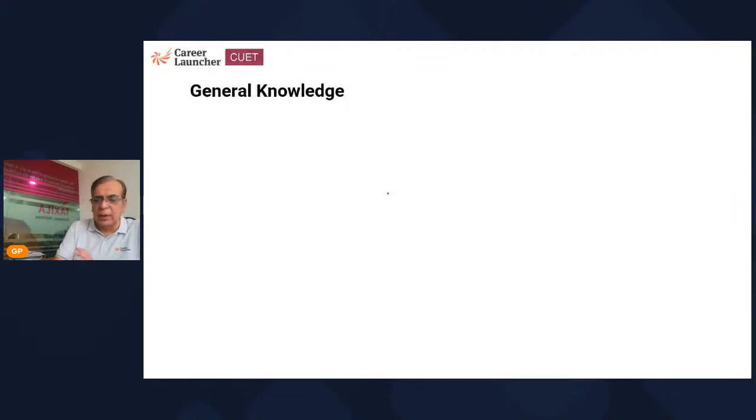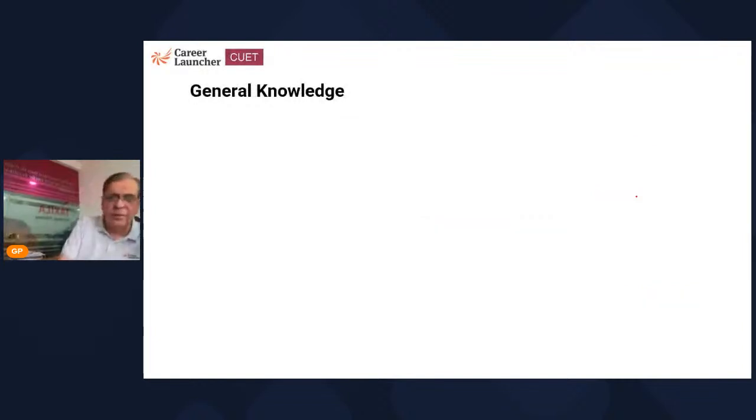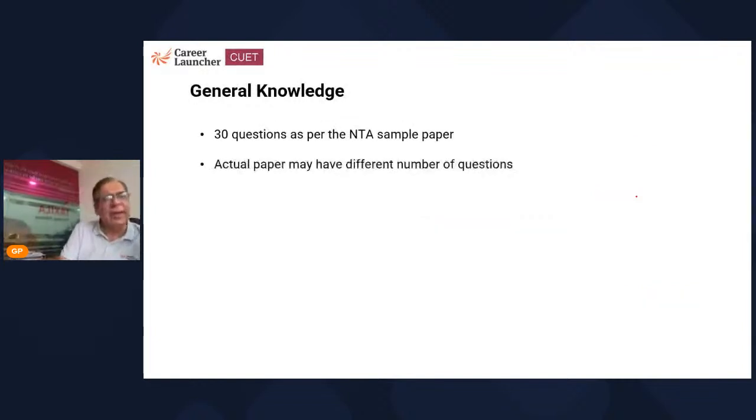Okay, so general knowledge. So मेरे लिए ये पेपर जो है, when I'm looking at this paper, I'm just breaking the paper into two parts. One is the general knowledge, okay, and the second is the reasoning. And let's see how do we attempt the paper, given that we have to attempt 60 out of 75. So to me it is very critical which 15 to leave. Okay, general knowledge. पहली चीज, 30 question the NTA sample paper.